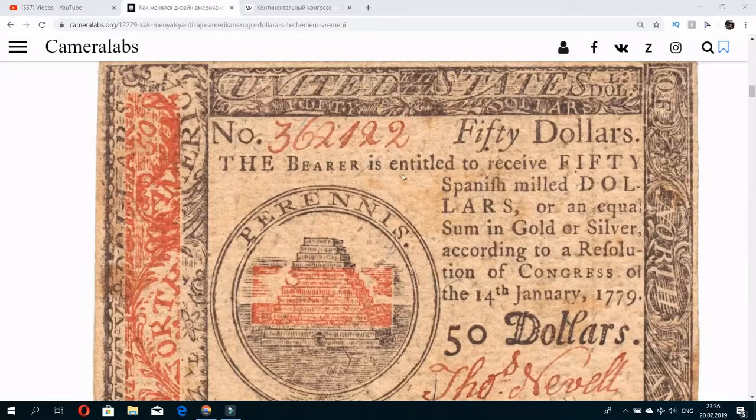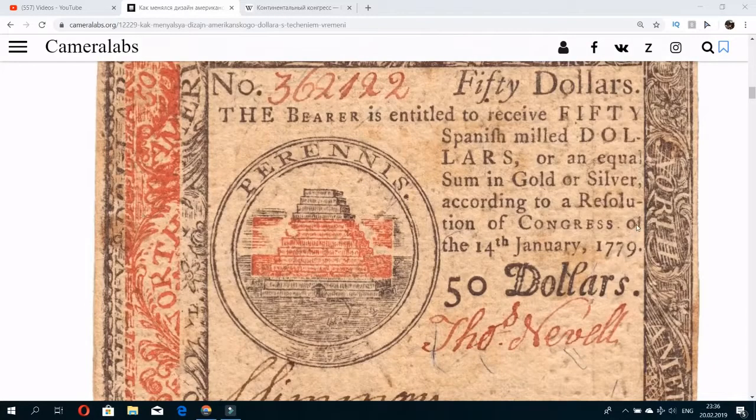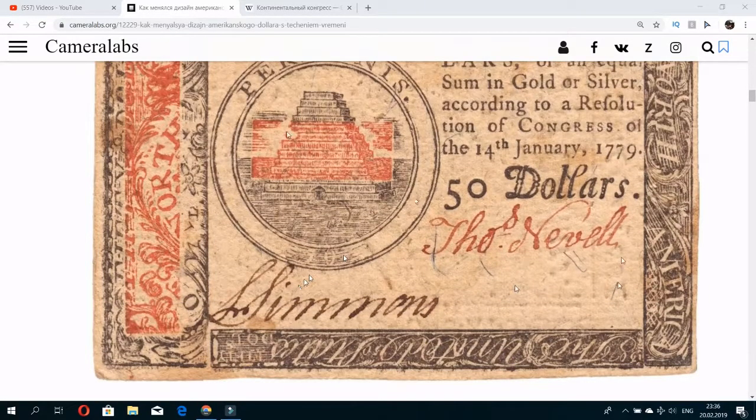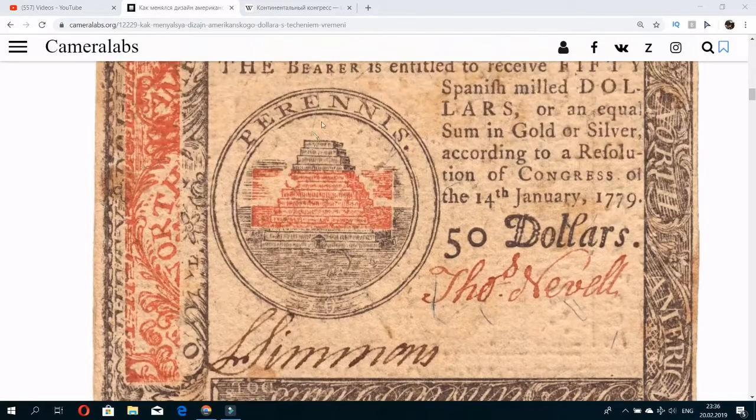The bearer is entitled to receive 50 Spanish milled dollars, or an equal sum in gold or silver, according to a resolution of Congress. I can't understand what this means. The 14th of January 1779, $50, some sign, and what we see here is perennis.